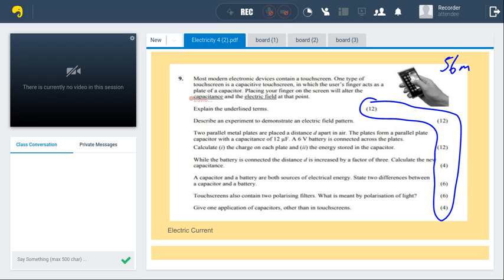State two differences between a capacitor and a battery. A H1 student knows that answer. A H3 student knows that answer. Touchscreens contain two polarizing filters. Well, that was a bit of a recap on light. We said that last week. And give one application of capacitors other than touchscreens. So you would be able to come up with something there if you hadn't.